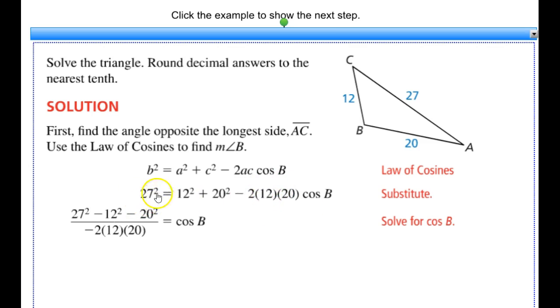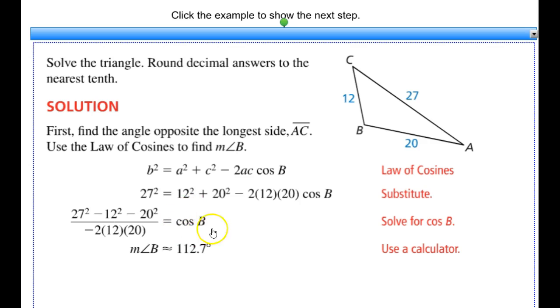Right, so I would do my 27 squared. I would subtract both of these first. So minus 12 squared minus 20 squared, get those on the other side. And now that I'm multiplying, now I go ahead and divide. So we're always going to be following these same steps if I'm finding my angle. So now that I have the cosine of B all by itself on one side, now I can just go ahead and use my calculator.